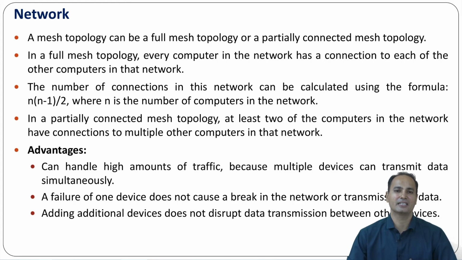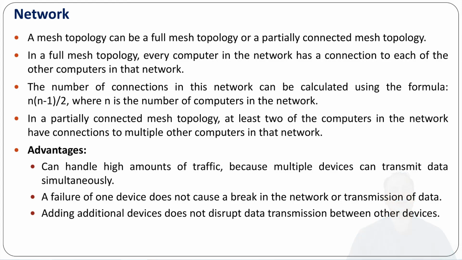In a partially connected mesh topology, at least two of the computers in the network have connections to multiple other computers in that network. There are various advantages of mesh topology. Among them, the first is that it can handle high amounts of traffic because multiple devices can transmit data simultaneously. A failure of one device doesn't affect or break the network or transmission of data. Adding additional devices does not disrupt the transmission between other devices.